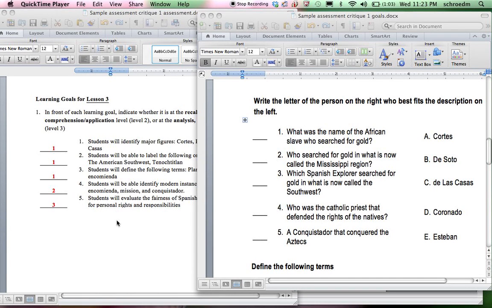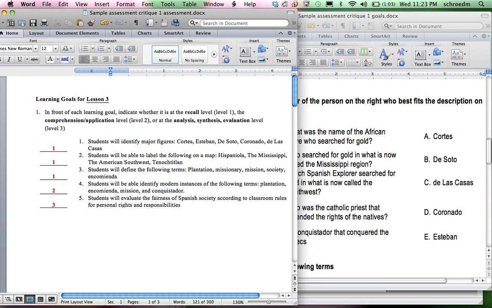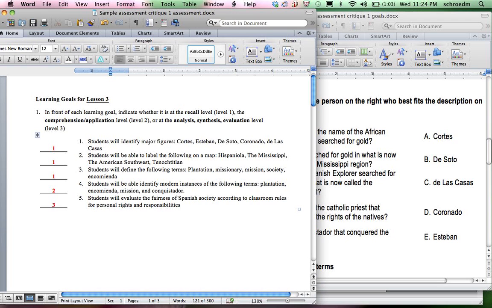Okay, we're going to go over the attached lesson 3 goals and assessment, and I just want to go through how we're going to critique this stuff. We did this already, where we look at the goals themselves and we decide what level of cognition they are actually measuring. In the case of the first one, because I'm just saying I'm going to identify the figures, Cortez, Esteban, De Soto, Coronado, De la Casas, identify could be a 1 at its lowest.